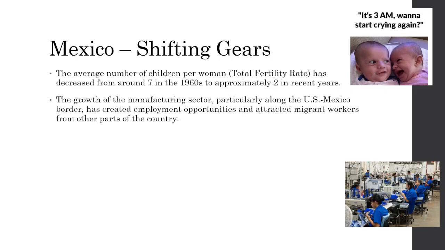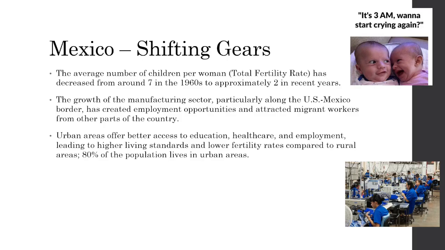The growth of the manufacturing sector, particularly in the north, has created employment opportunities and attracted migrant workers from other parts of the country. And these migrant workers are having fewer children. They're particularly women as well, because women don't typically work in agriculture. Urban areas have better access to education, healthcare, employment. And this leads to, of course, a higher standard of living, higher HDI scores, but also lower fertility rates. You're not going to have time to raise a family if you're working a job or you're getting an education in college. In rural areas where these opportunities are not present, people are going to be having children more. Now, it's notable that 80% of the population within Mexico lives in these cities.